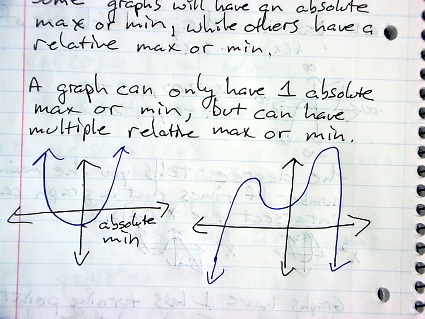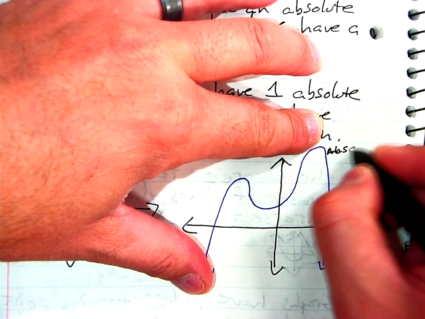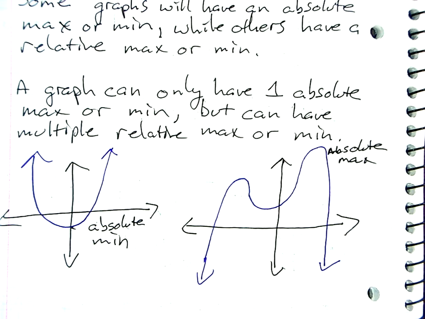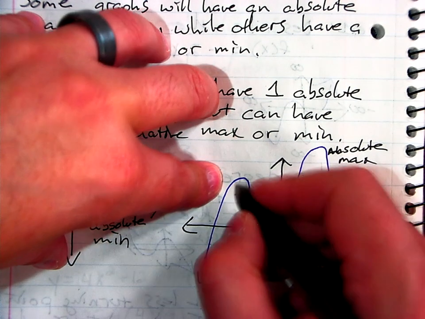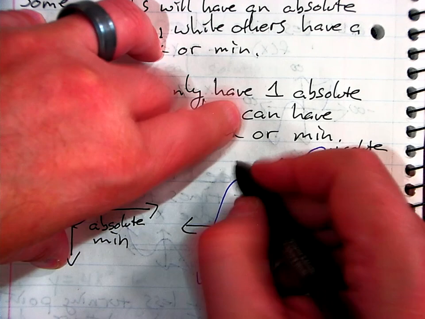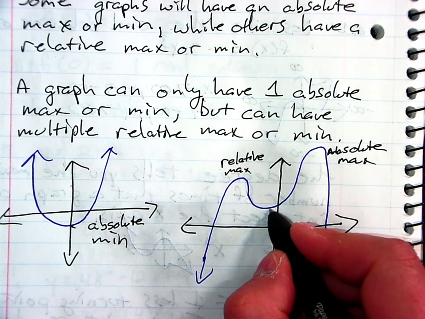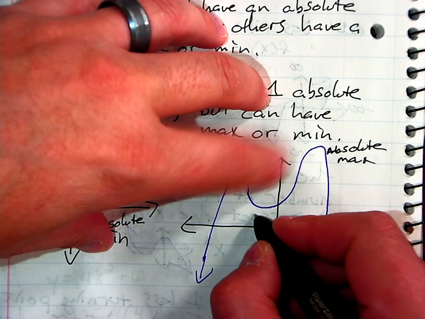All right, is there an absolute highest point to this graph? No, right here. So this point right here is your absolute max. Does this graph have an absolute minimum? No, because it goes down forever. All right, we do have a relative maximum. This is not the highest point on the graph, but it's the highest point in quadrant 2, so that is a relative max. And this is the lowest point of the graph, but not the absolute lowest point. So this point right here is a relative min.